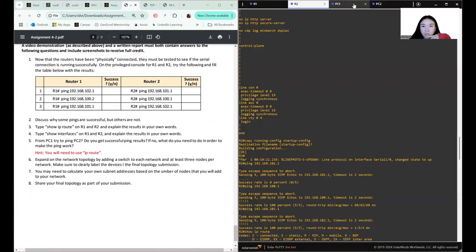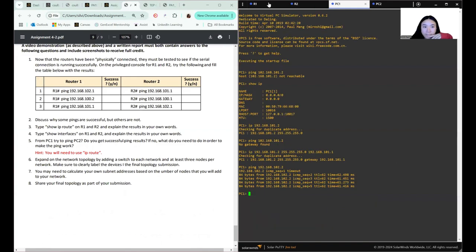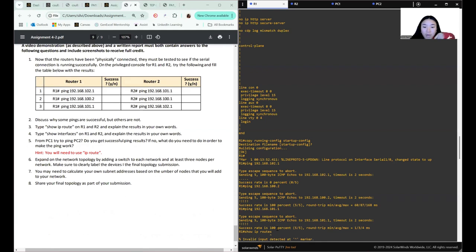My results were that on router 1, I believe I did get a no. It was unsuccessful for the first ping right here. However, row two and row three's pings for router 1 were successful. So 0% success rate, and then 100, and then 100 for the other two.